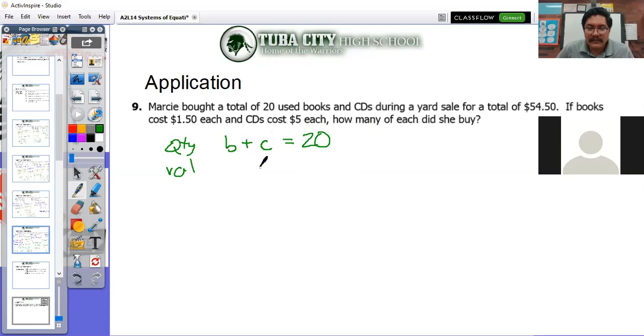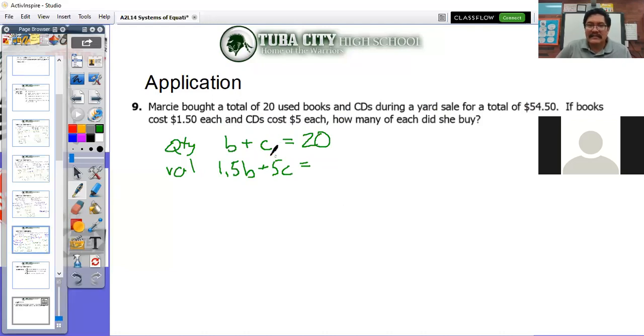For the value, now we have to get into how much they are. So the books are $1.50, so 1.5B. If we buy one book, it's $1.50. If we buy 2 books, it's $3. 3 books is $4.50, and so on. Plus C, where C is CD. They're $5 each, so for each CD, that's going to be $5. So again, 1 CD is $5, 2 CDs is $10, 3 CDs is $15, and so on.